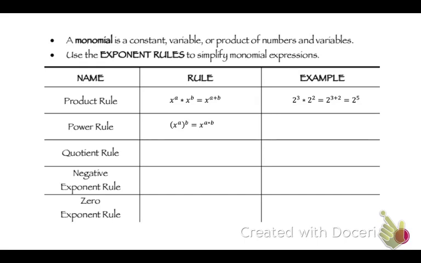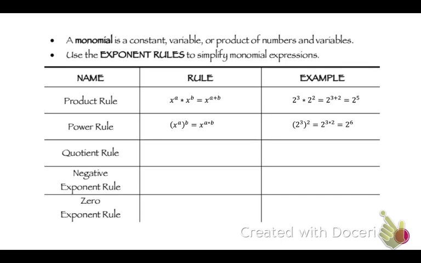Okay, power rule, that's like x to the a to the b power. Well, when you raise a power to a power, you multiply the powers. So if we have 2 to the 3rd raised to the 2nd power, that's going to be 2 to the 3rd times 2, which is 2 to the 6th. I know that 2 to the 5th was 32, so 2 to the 6th is 64. You can check that in your calculator if you need to.